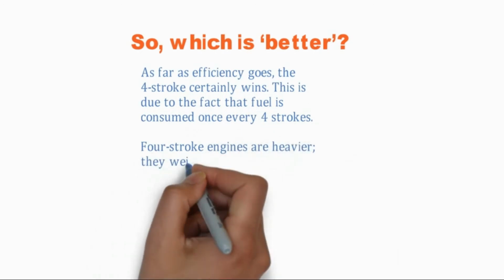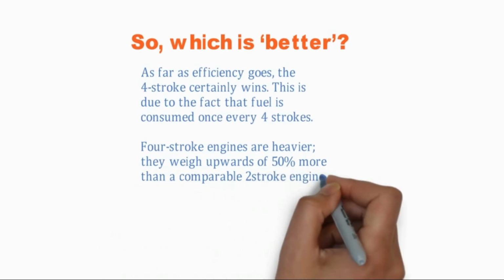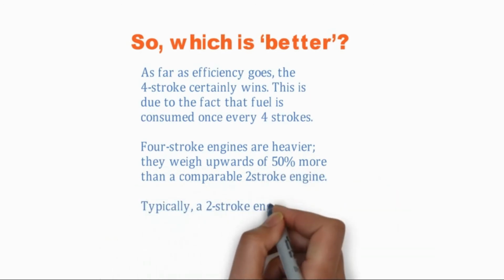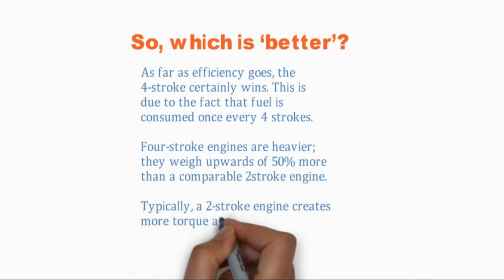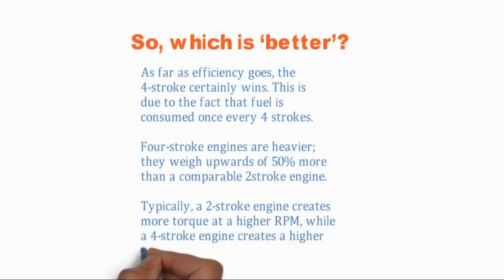Four-stroke engines are heavier, they weigh upwards of 50% more than a comparable two-stroke engine. Typically, a two-stroke engine creates more torque at a higher RPM, while a four-stroke engine creates a higher torque at a lower RPM.